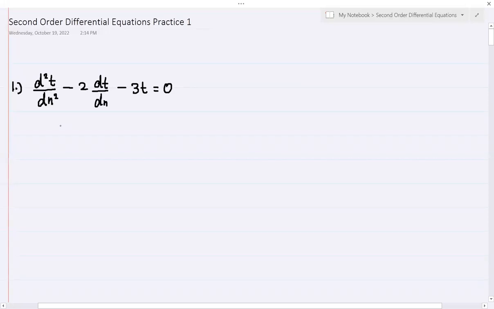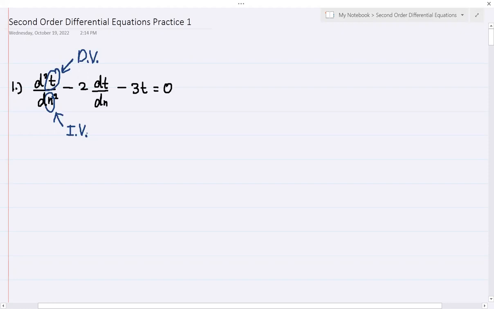minus 3t. So the first thing that you need to look at is the letters given. All right. So we have t and we have n here. And obviously, if you have a letter on the numerator, this simply describes your dependent variable. And here your n, since it is in the denominator, this is your independent variable.